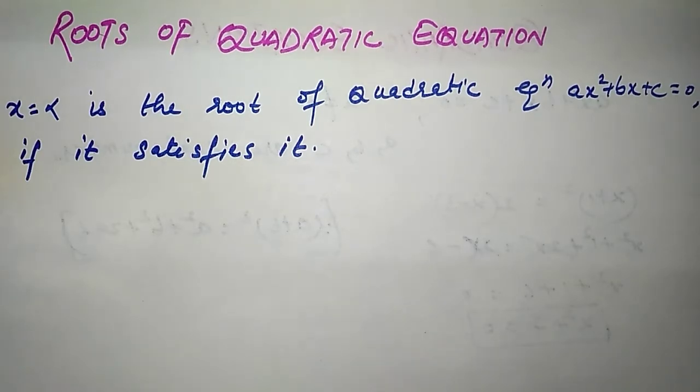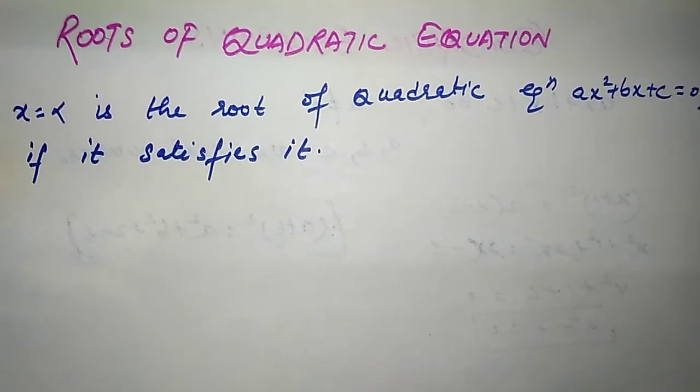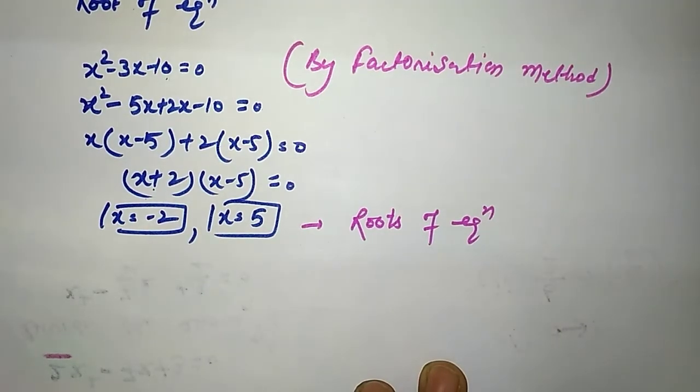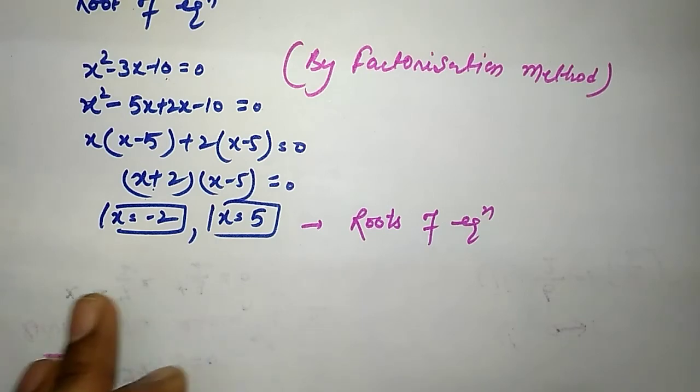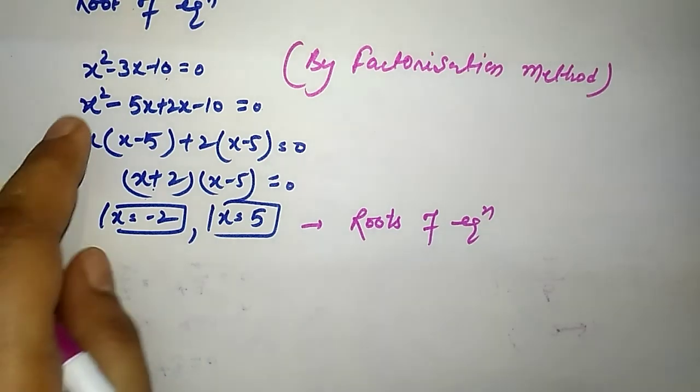So now how to find the root of an equation? As I have told you, we have the factorization method. So suppose we have an equation x square minus 3x minus 10 is equal to 0. Now I want to find the root of this equation. Now in the factorization method we know that we have to split the middle term.